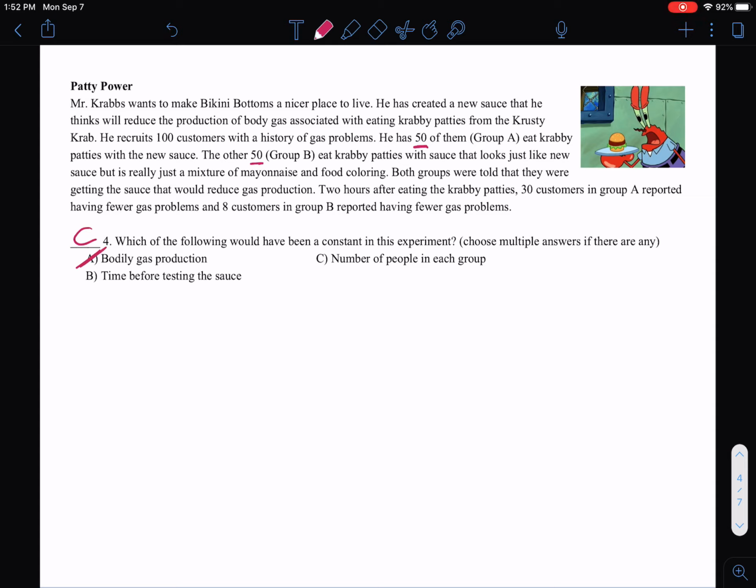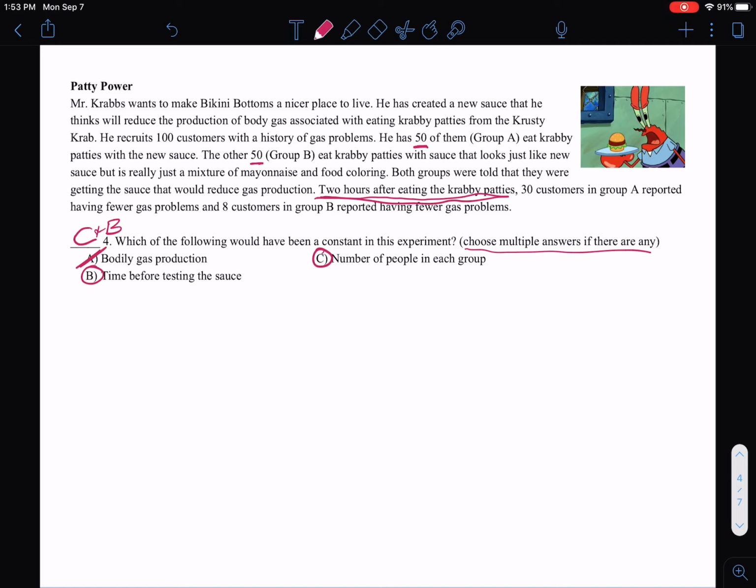Now you also have choice B here, time before testing the sauce. Well, actually, when you read over it, 2 hours after eating the Krabby Patty. So it's for both groups 2 hours. So C and B, or B and C, would actually be your correct choices, because B is also a constant. They had 2 hours after eating the Krabby Patties before asking them. So B would also be a constant. So you have 2 here, and it does say choose multiple answers if there are any.